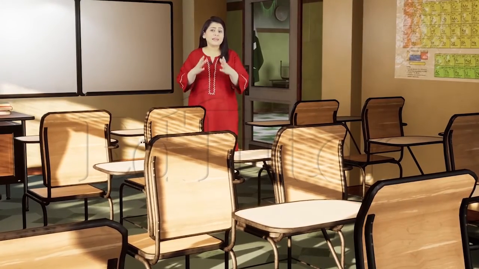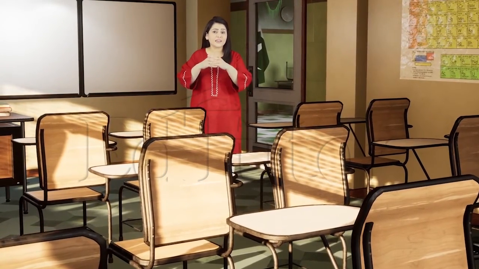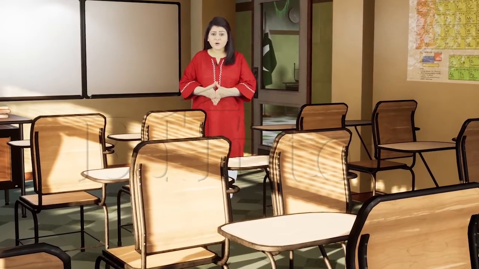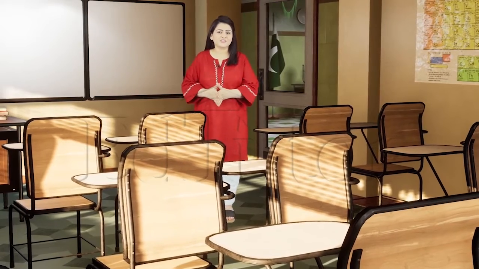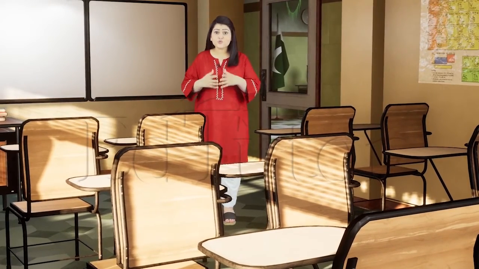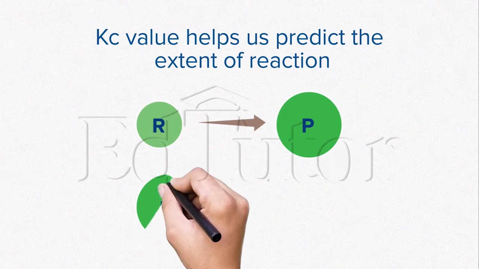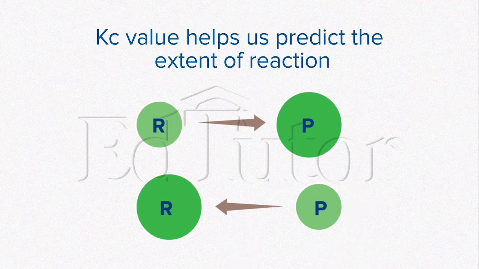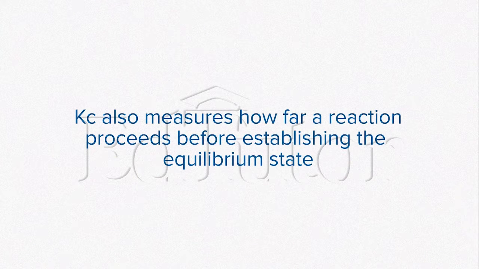Let's now move on to our lesson on how Kc helps in predicting the extent of a reaction. The numerical value of the equilibrium constant helps us predict the extent of any reaction. It indicates to what extent a reactant converts into a product. In fact, it also measures how far a reaction proceeds before establishing the equilibrium state.